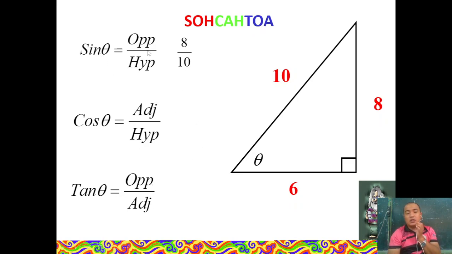So sine theta is equal to opposite over hypotenuse. We have here a right triangle with sides 8, 6, and 10. The opposite side of theta is 8 and the hypotenuse is 10, so 8 over 10, which in lowest terms is 4/5. Cosine theta is adjacent over hypotenuse, so 6 over 10, or 3/5. Tangent theta is opposite over adjacent side, 8 over 6, which in lowest terms is 4/3.